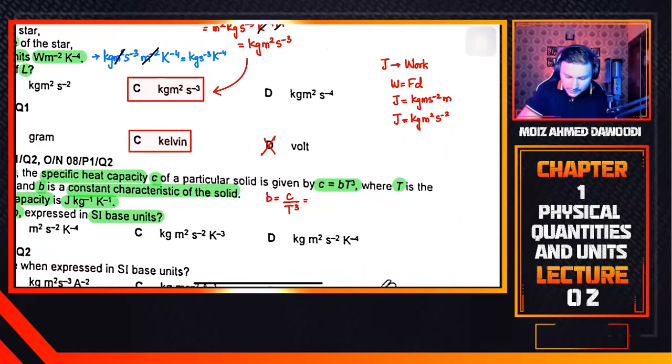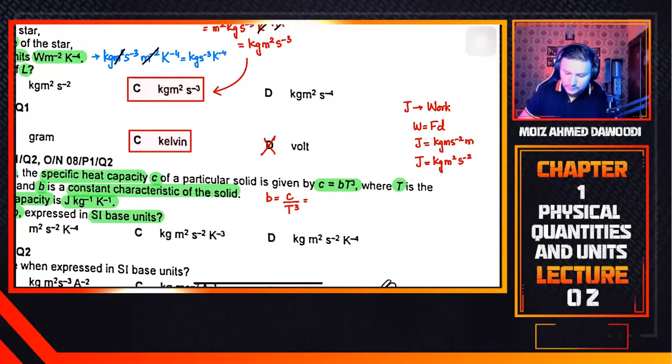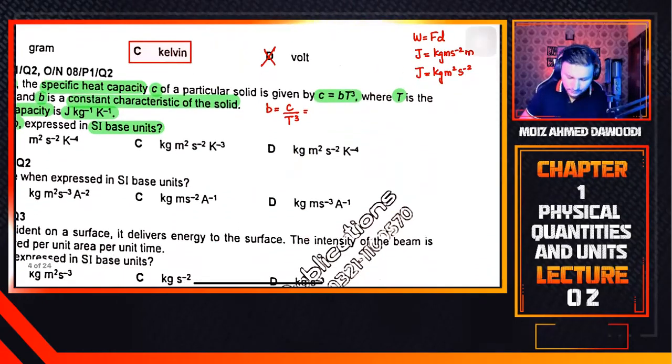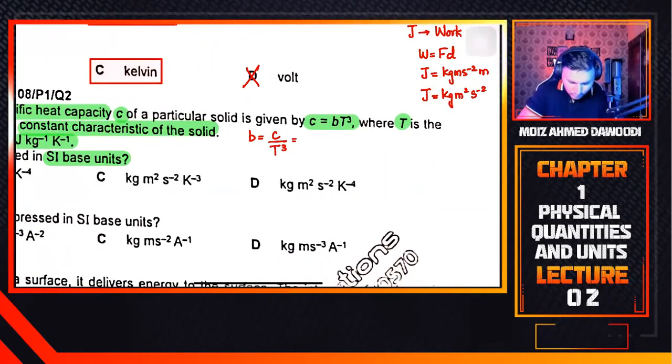Now, since we have found the simplified version for joule, for the specific heat capacity, it's joule over kg K. In place of joule, I wrote kg m^2 s^-2. Kg inverse and Kelvin inverse are written as they are, over temperature as the base unit Kelvin.